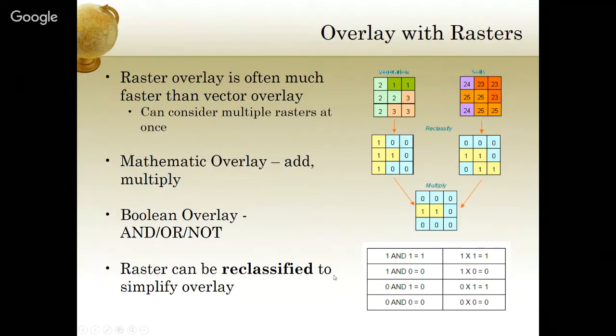So this reclassification is a way to simplify our overlay so that we can quickly find suitable zones. So what we're going to do is reclassify a variety of data sets to find where, say, building a big array of photovoltaic cells would be suitable.